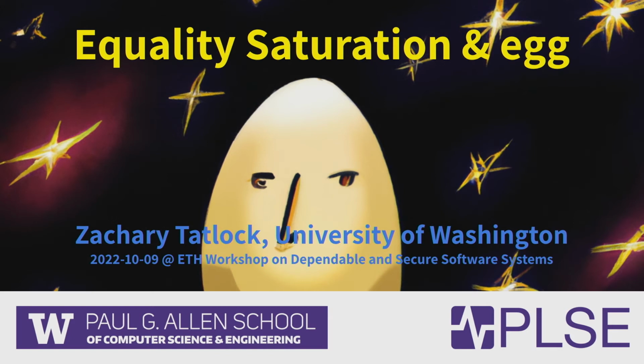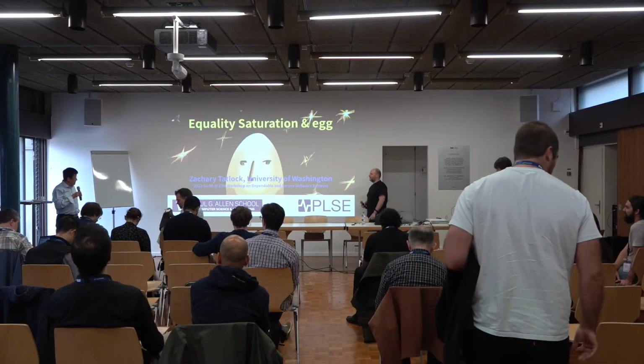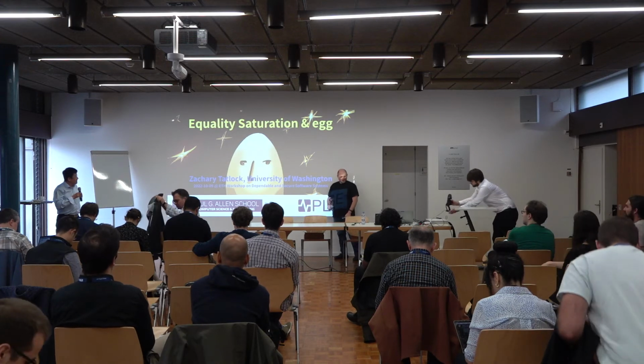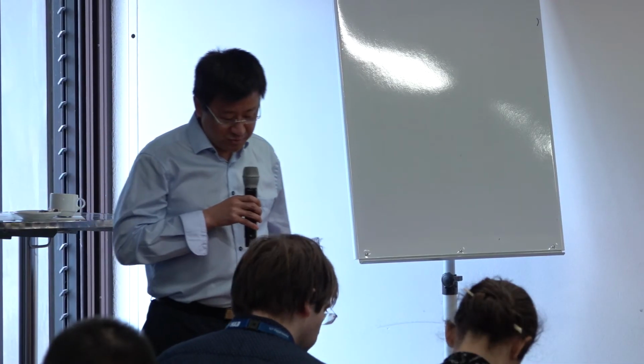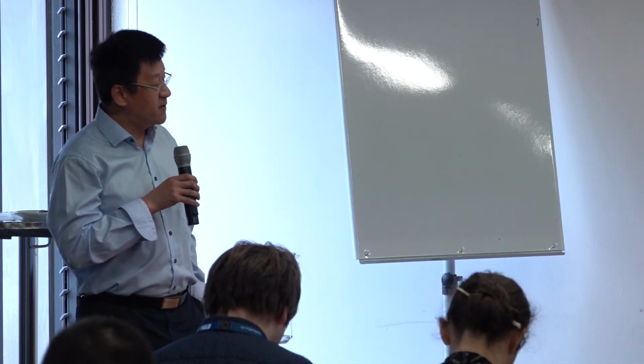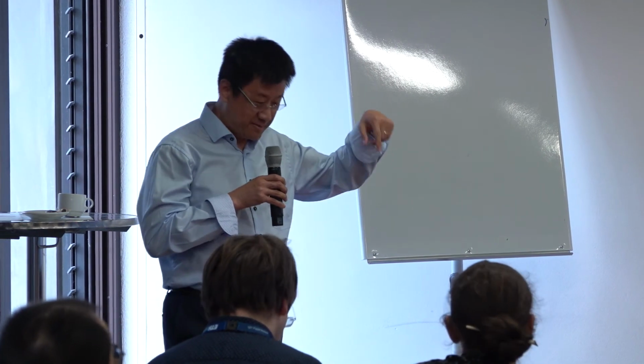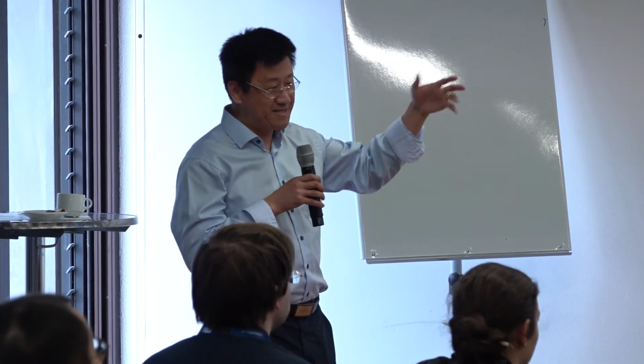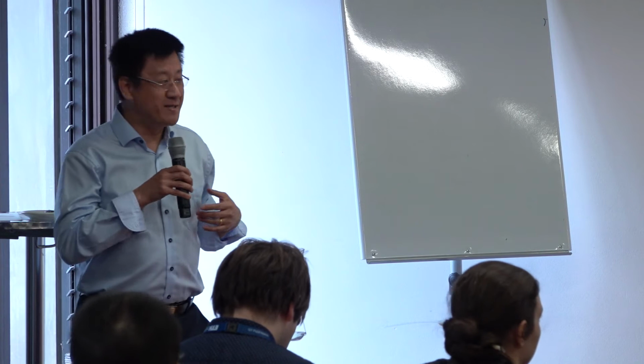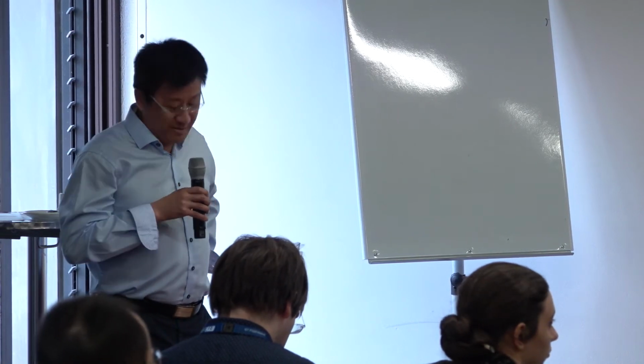Our next speaker is Zach Tatlock from University of Washington. So Zach did his PhD from University of San Diego under Soren Lerner, and then he went to University of Washington as a faculty. Now he's associate professor at University of Washington. Soren did his PhD from University of Washington and went to San Diego, I guess the advisor and student traded places.